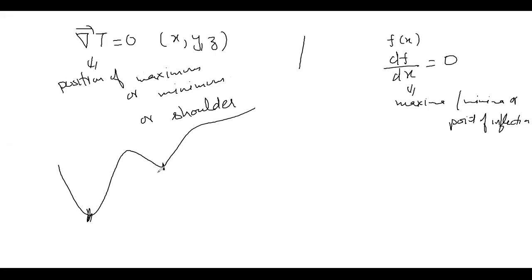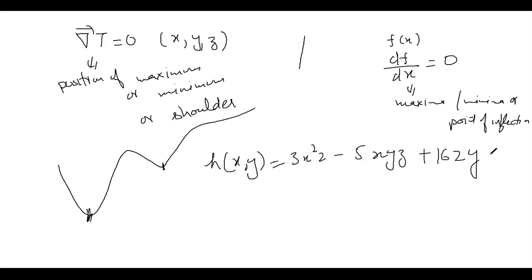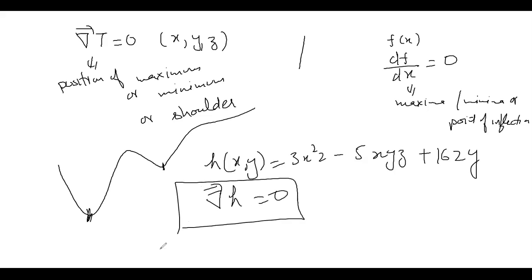So for example, if you are given a function here, let's say you are given the height of the hill of this form, 3 times x square z minus, let's say, 5 times x y z plus 16 times z y. Now, if you are asked to calculate the location of the tip of this hill, you simply have to calculate the gradient and put it equal to 0. Where its gradient is 0, that value of x and y would basically give you the position of maximum, which will be the top of the hill. This is the physical meaning of the gradient.